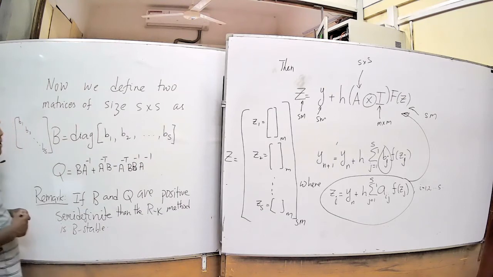Right? So if the matrices B and Q are positive semi-definite, or in other words, sometimes called non-negative definite, then we say that the RK method is B-stable. So if the matrix A is non-negative definite and Q is non-negative definite, then we call it a B-stable matrix.